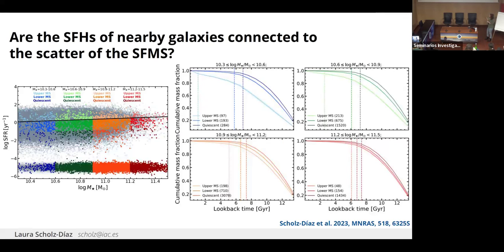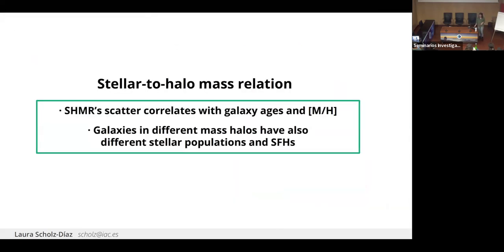So in this sense, these galaxies over here in the upper main sequence at fixed stellar mass have experienced more prolonged star formation histories than passive quiescent galaxies. So if you're interested in this, please talk to me later. Coming back to the star to halo mass relation.